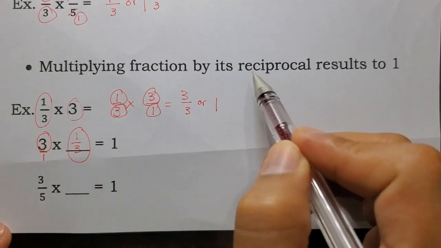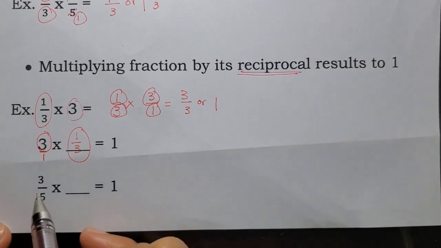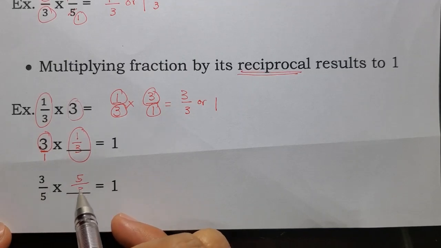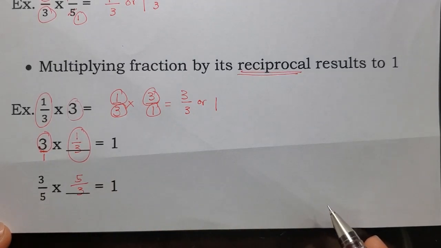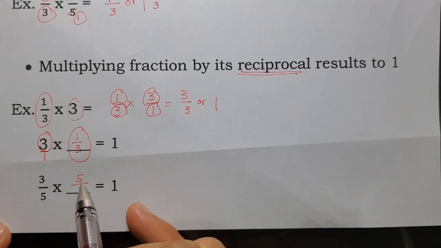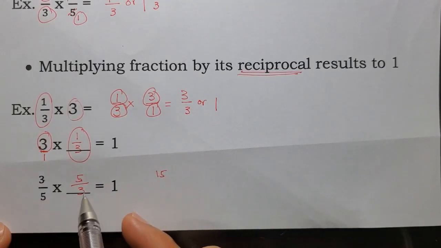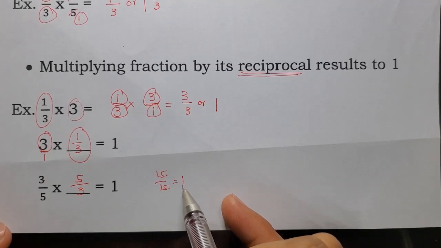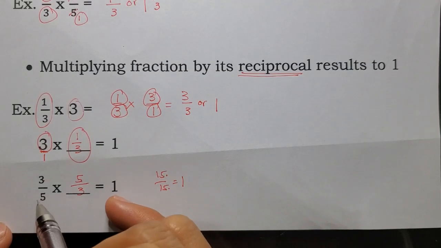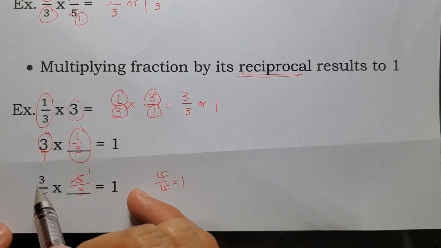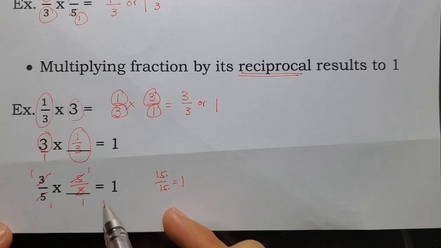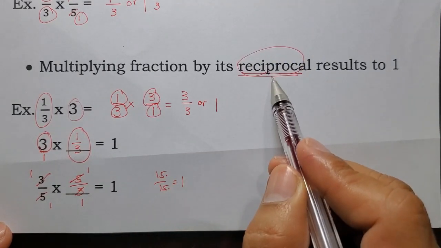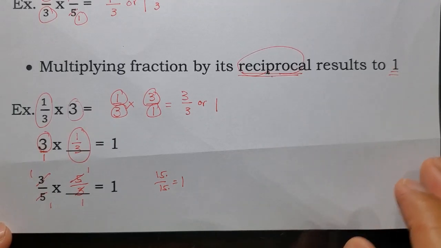Of course, it's reciprocal. The reciprocal of 3/5 is 5 now will be our numerator, and 3 will be our denominator. Kabaliktaran. So that is 3 times 5, that is equal to 15, and 5 times 3, that is also equal to 15. If a fraction has the same numerator and denominator, that is equal to 1. Or we could use the cancellation here. So the answer is 1.